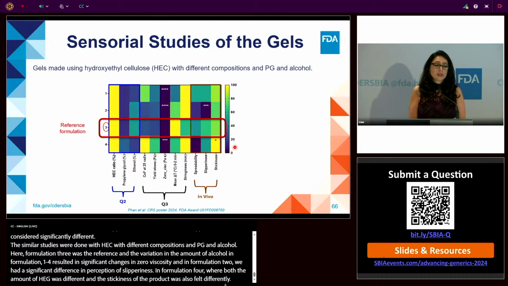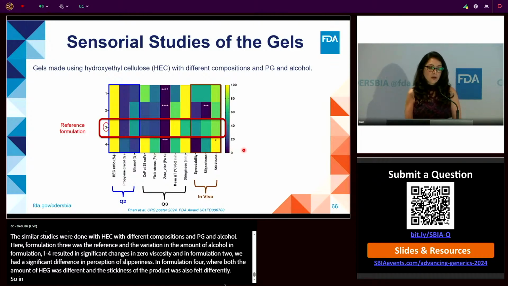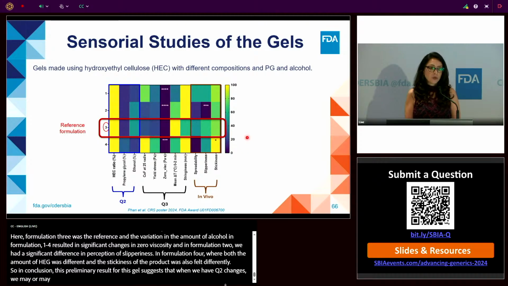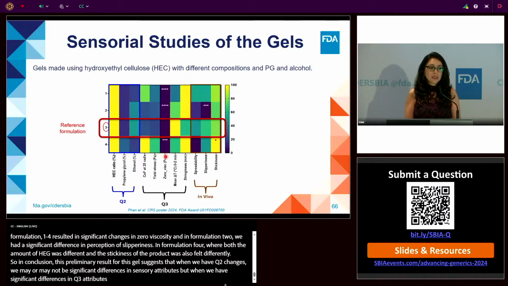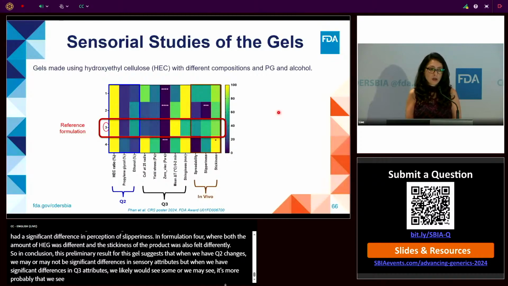In conclusion, these preliminary results for this gel suggest that when we have Q2 changes, we may or may not see significant differences in sensory attributes. But when we have significant differences in Q3 attributes, it is more probable that we see differences in sensory perception of those products.